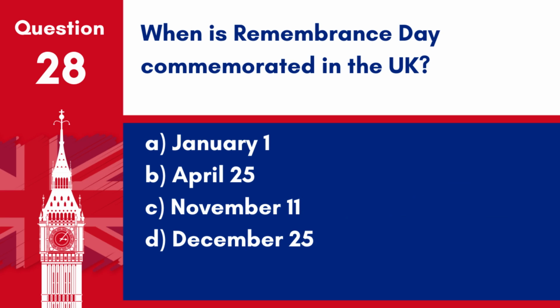Question 28. When is Remembrance Day commemorated in the UK? A. January 1. B. April 25. C. November 11. D. December 25. Answer: C. November 11. Remembrance Day is commemorated in the UK on November 11 to honour the armed forces and remember those who died in the line of duty.